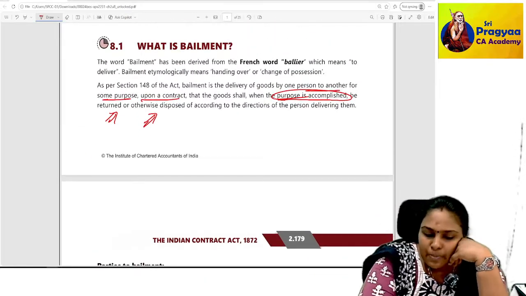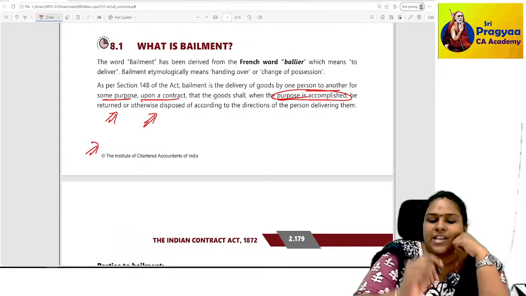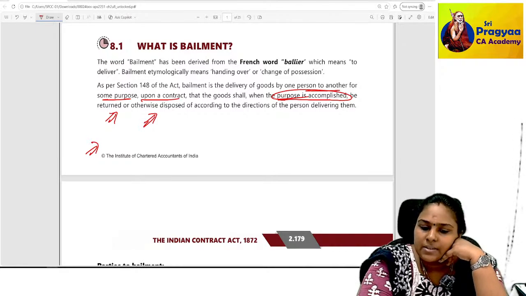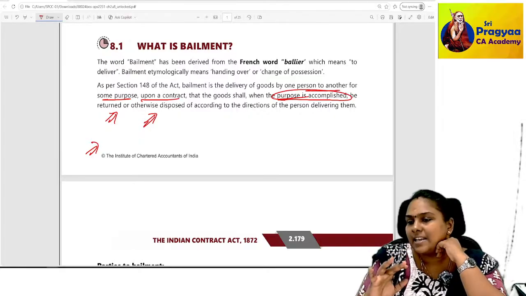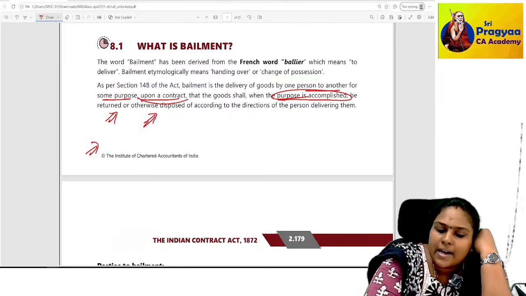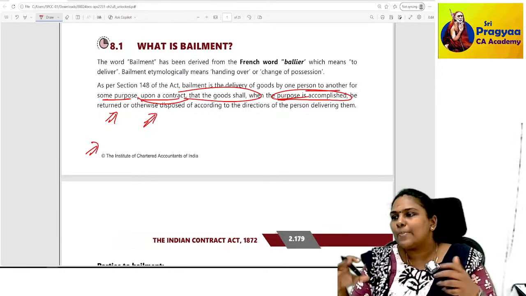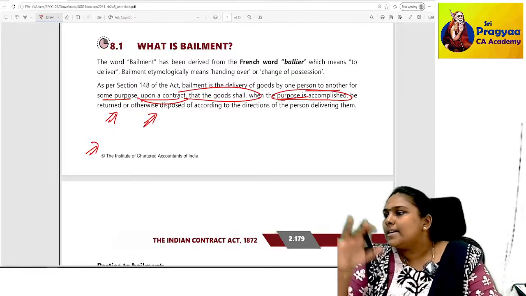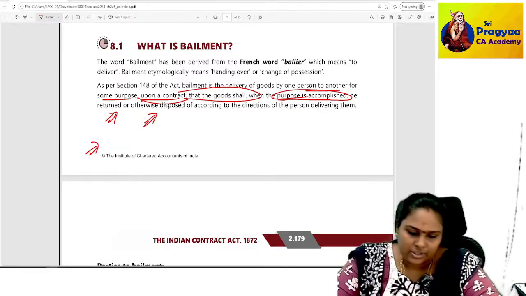Now இதை இப்படியே எழுதணுமா? Not necessary. If you ask me, I will slightly interchange the words. Bailment is the delivery of goods by one person to another for some purpose. When the purpose is accomplished, it will be returned or disposed according to the instruction or direction of the person delivering them. Now, upon a contract, that the goods shall be, all these can cause some kind of confusion. Okay, padikathu kashthama irundhuna, straight away when the purpose is over, we are supposed to return it or dispose it according to the instruction of the person delivering. This much if you write, sufficient.